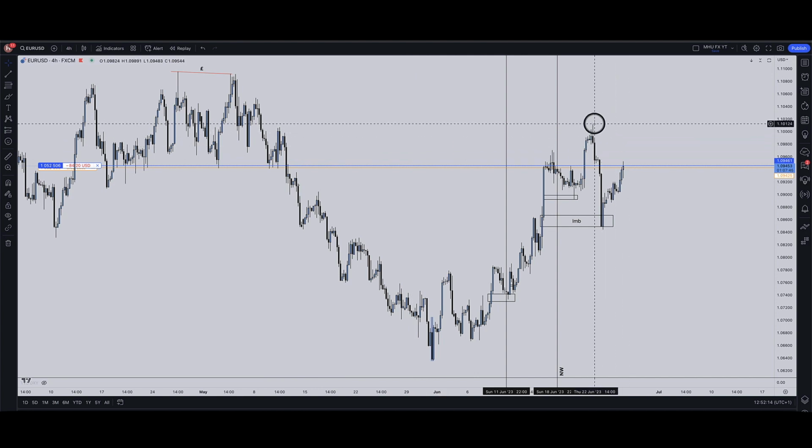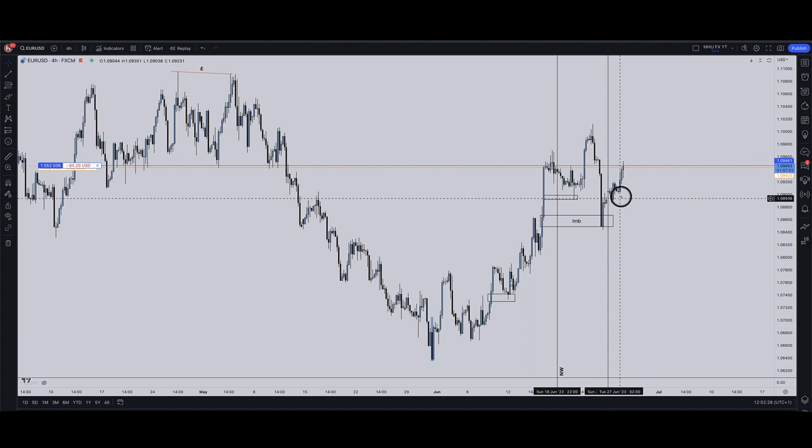So the moment price takes out this high here, we're going to go ahead and move this. So this is last week, this is this week. So the moment price takes out this high, I'm going to target this one. But for now, I'm going to look to trade this up into this area of inefficiency over here.